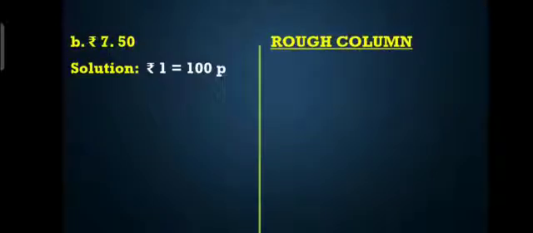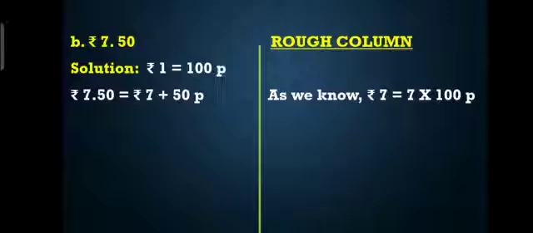Now, let's understand with one more example. Children, here we have 7 rupees 50 paise. As we know, 1 rupee is equal to 100 paise. Children, first we will separate the rupees and paise by putting the sign of addition in place of the dot. So, we will write 7 rupee plus 50 paise. Children, here changes will occur only in the rupees part. The paise part will remain the same. So, 1 rupee is equal to 100 paise. So, 7 rupee is equal to 700 paise.